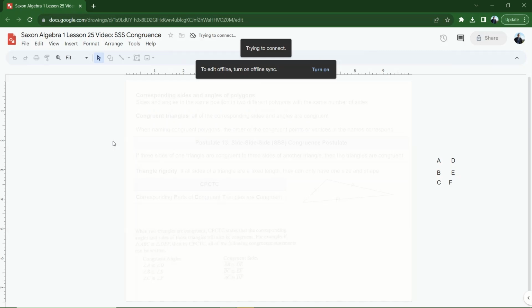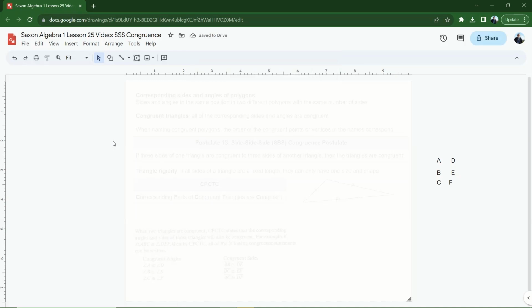In this lesson we're going to be doing one of the most important things we'll be doing in geometry in upcoming lessons. We're going to be identifying ways that we can identify polygons that are congruent to one another. And we're going to start by focusing in on triangles.